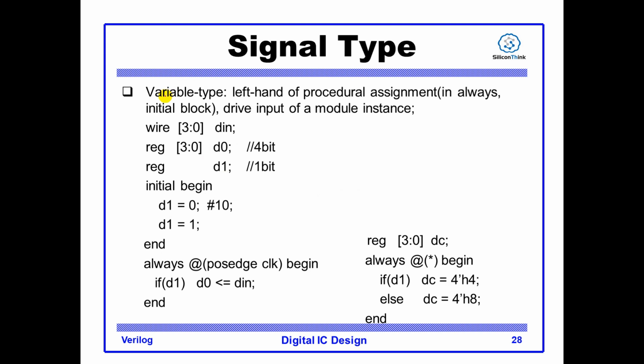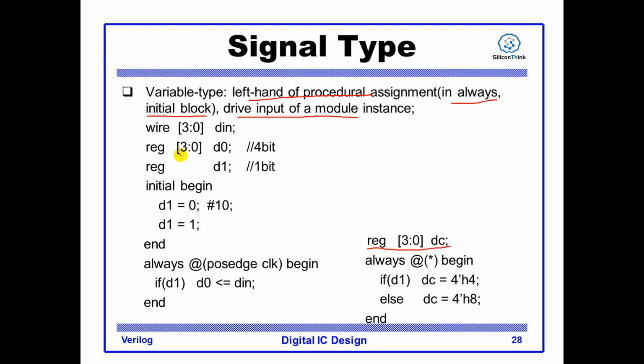Okay, the other type is variable type. It has 2 usages. You can assign value to variable type only in procedure blocks, in an always block or in an initial block. Well, you can use the value of it anywhere. So this is some simple code. You can read it by yourself. So please pay attention to this.